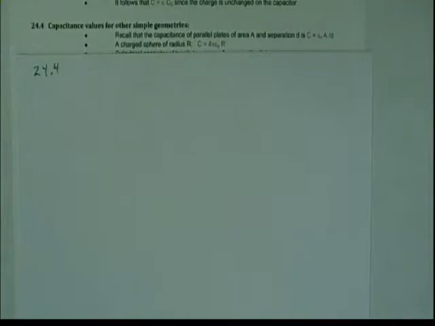The final section in the chapter on capacitance, chapter 24, is section 24.4. In this section, we look at capacitance values for other simple geometries. Now, these can be rather complex to compute, and so generally speaking, in the first course in physics, we just require that the student knows the parallel plate capacitor. But in slightly more advanced courses, we actually do the derivation of other types of capacitors.